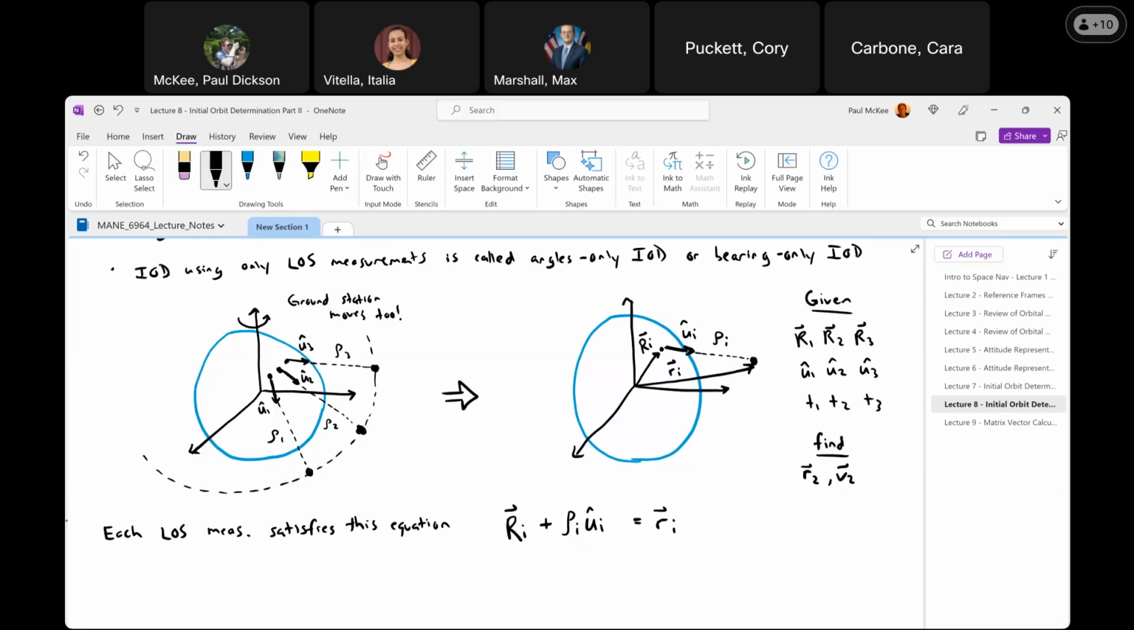You've got the ground station, so we're going to call this station. This is completely unknown, UNK for unknown. This is measured directly, and then this is also unknown. And they're related to one another. As a matter of fact, if you knew rho_i, you've got the position, right? So they're kind of unknowns, but they're coupled, they're related unknowns.